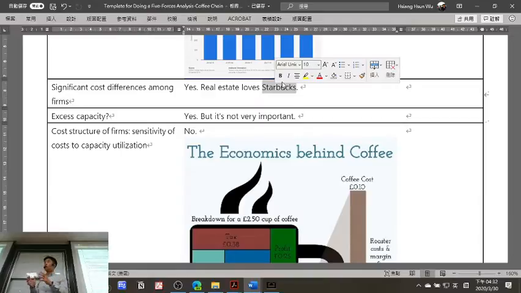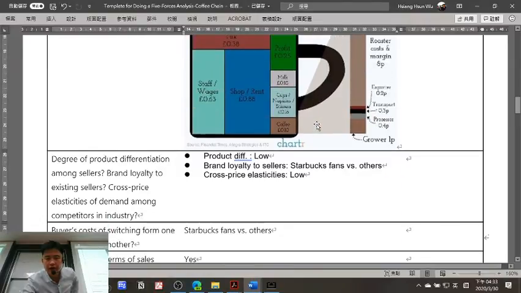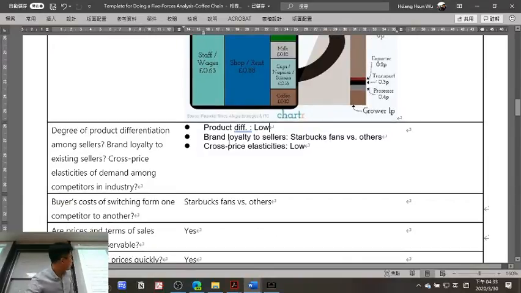They know how to control the overall rents in different countries. People love it, and the real estate companies love it, so they will invite them to set up stores there. Okay, and there are other things we have to check. Product differentiation: do we see very high product differentiation? Not much. Pretty low. And the brand loyalty to sellers.